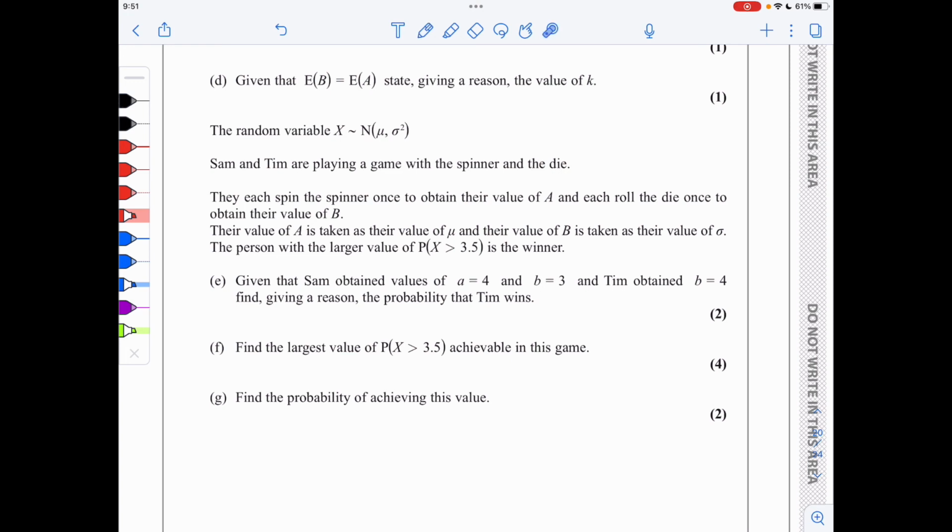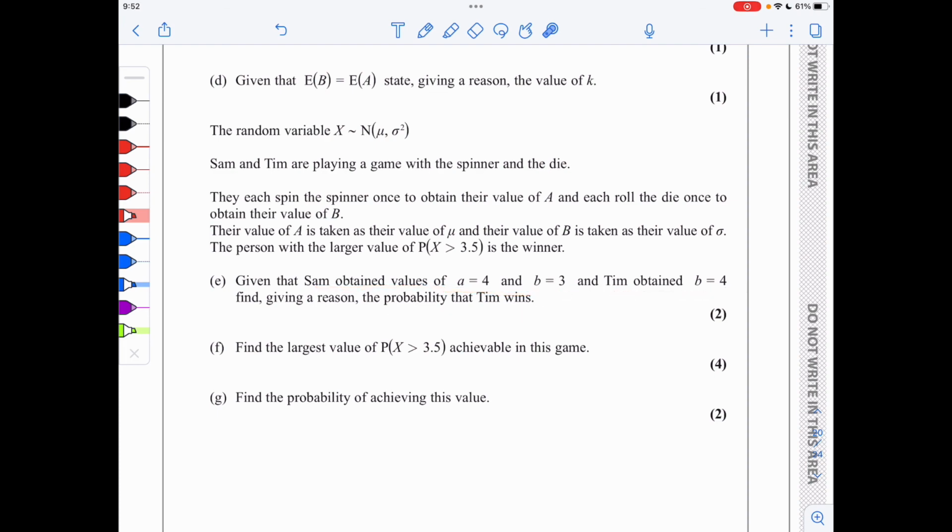We are then told that the random variable x follows normal with mean mu and standard deviation sigma, and we've got Sam and Tim who are playing a game. Now the value of A will be their mu and the value of B will be their sigma. And the person with the larger value for probability of x being greater than 3.5 will turn out to be the winner. We know that Sam obtained the values of A is 4 and B is 3, and Tim obtained B is 4, and we need to find the probability that Tim wins.